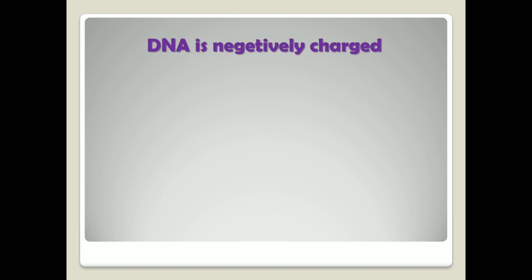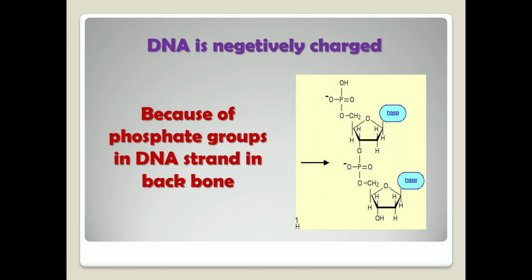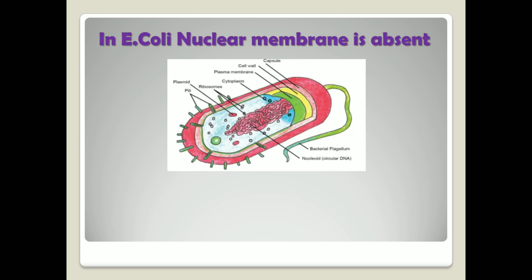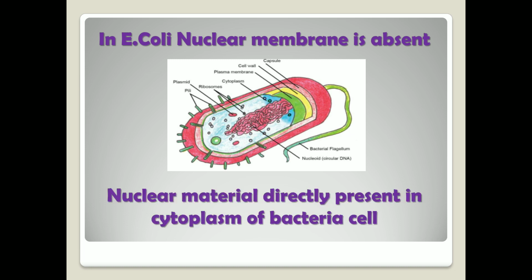DNA is negatively charged. It is due to the phosphate groups in the DNA strand backbone. Coming to packaging of DNA in prokaryotes, in Escherichia coli, the nuclear membrane is generally absent around the nucleus. In this bacterial cell, the nuclear material is directly distributed and present in the cytoplasm of the bacterial cell.